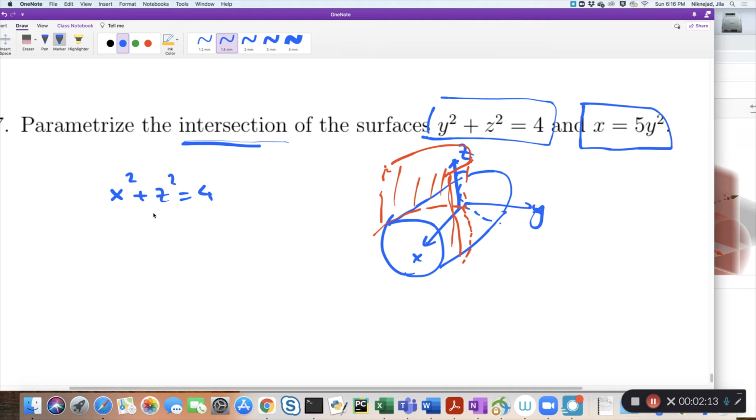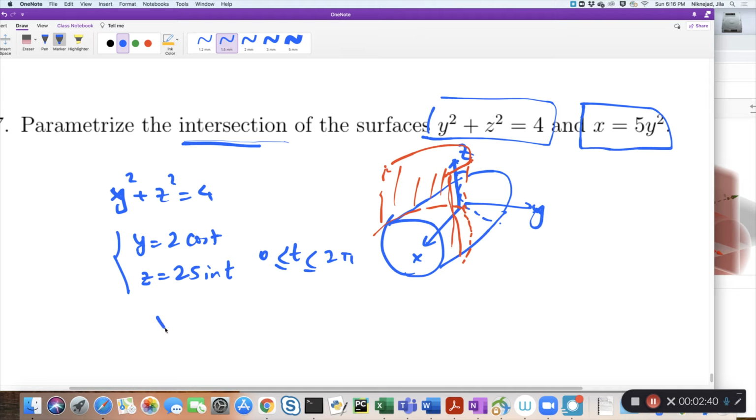Now, y squared plus z squared equal to 4 gives me the precalculus parameterization. Oh no, it's y squared plus z squared. That is y equal to square root of 4, 2 times cosine of t, and z equal to 2 sine of t, and t goes between 0 and 2 pi. Right, so that's the one.